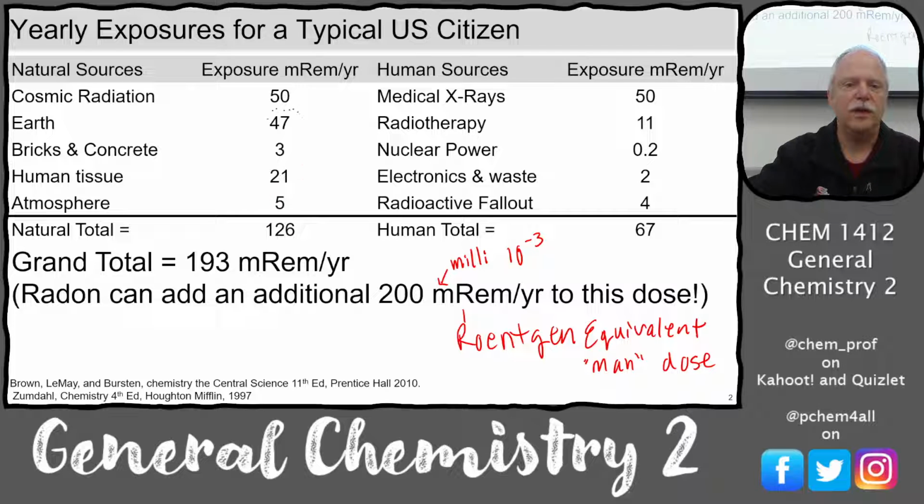And so this is all our natural doses. We get 126 millirem per year just from natural things. Now, human sources: if you have a medical x-ray procedure, that can give you quite a dose. A single x-ray doesn't give you very much, but if you have something like a heart catheterization, the dose goes up.